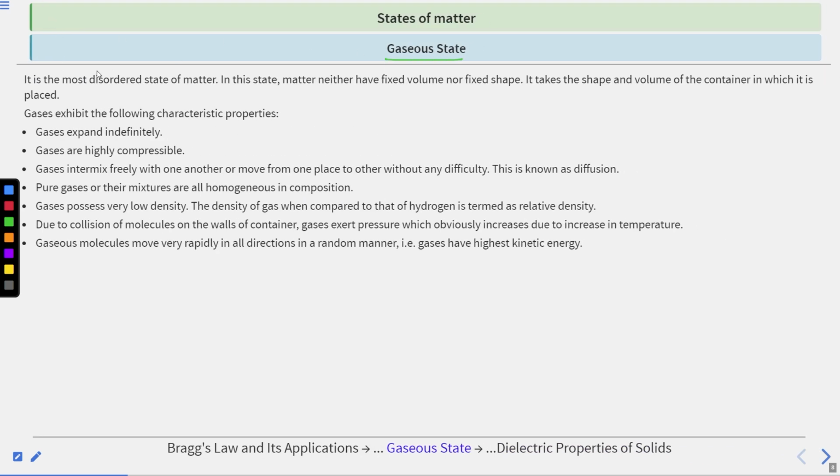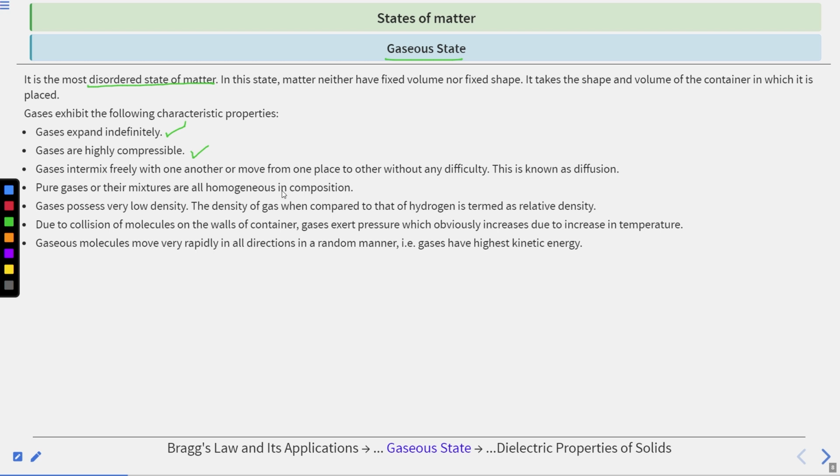Gaseous state. It is the most disordered state of matter. Matter has neither fixed volume nor fixed shape in the gaseous state. It takes the shape and volume of the container in which it is placed. Gases exhibit the following characteristic properties. Gases expand indefinitely. They are highly compressible.